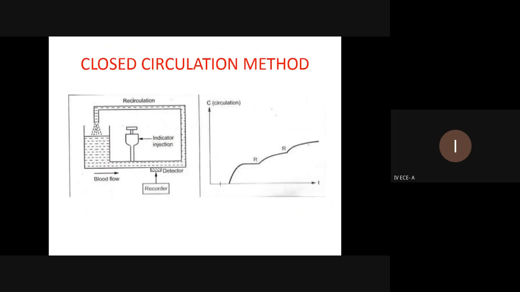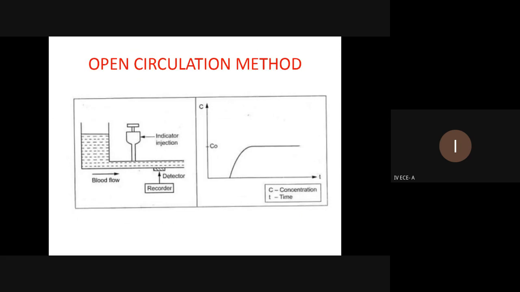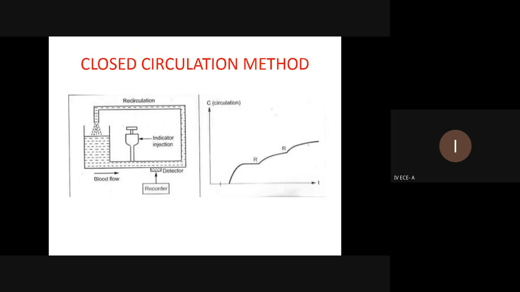There are two types. One is the open circulation method, where recirculation is not considered. In the closed circulation method, recirculation is considered. This is the main difference between the circulation methods. Here the rate of flow, in liters per minute, equals 1 milligram per minute divided by milligrams per liter, that is C0. It is always measured by 1 milligram per minute.